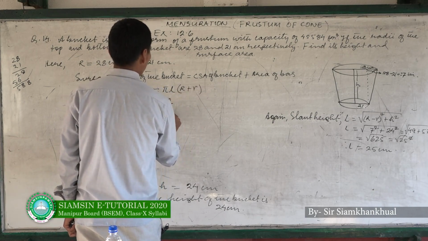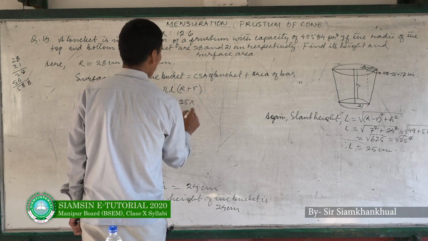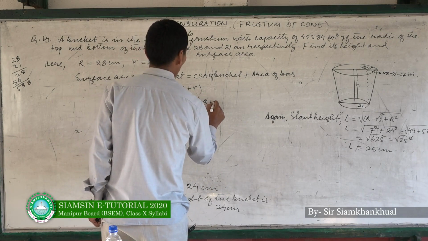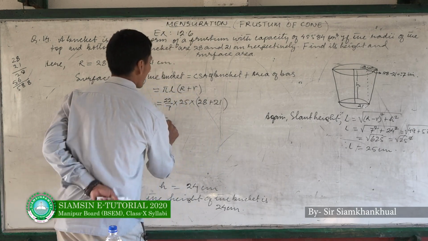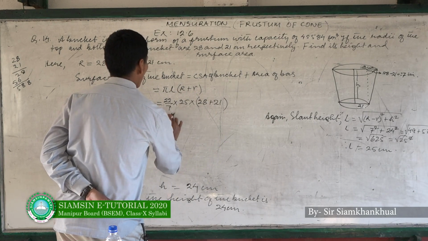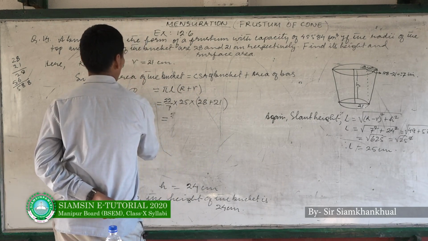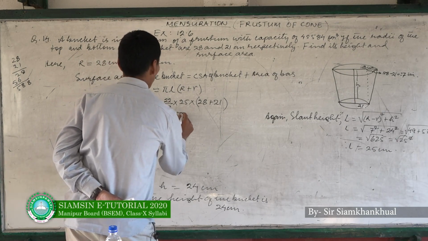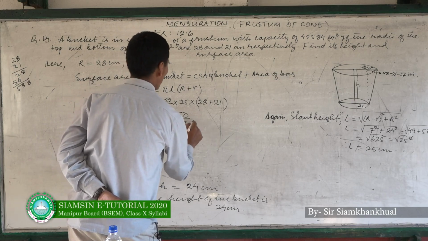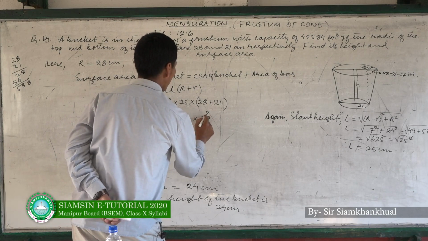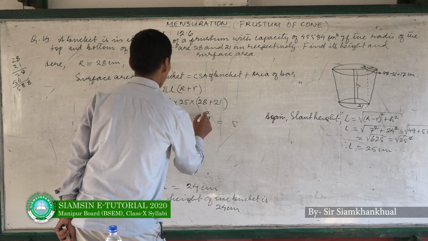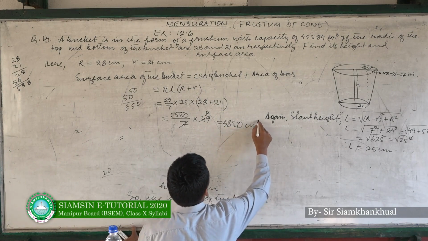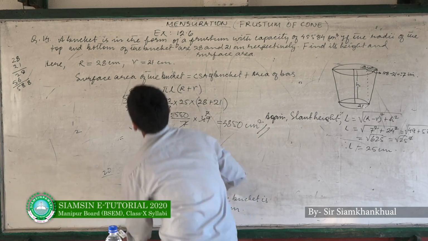Pi value 22 by 7 into slant height 25 into r plus R. 28 plus 21 is 49, 50 multiplied. 7 into 49, 7 sevens are 49, 7 fives are 35, 38, 3850 centimeter square. This is the surface area of the bucket.